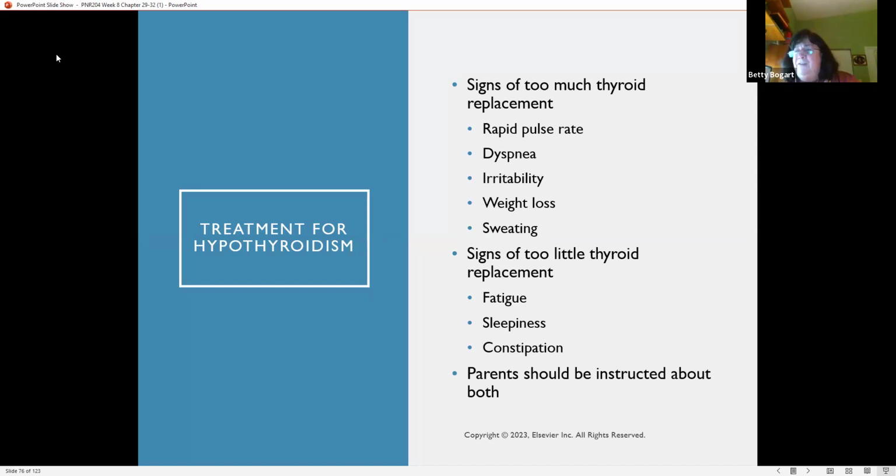Now, conversely, if you're not getting enough thyroid replacement, everything is down. Fatigue, sleepiness, and look, again, constipation. So parents need to be taught that if they start seeing the kid going hyper, with a fast heart rate, not sleeping, sweating, there's something wrong. They probably need to do a drug level on that child.